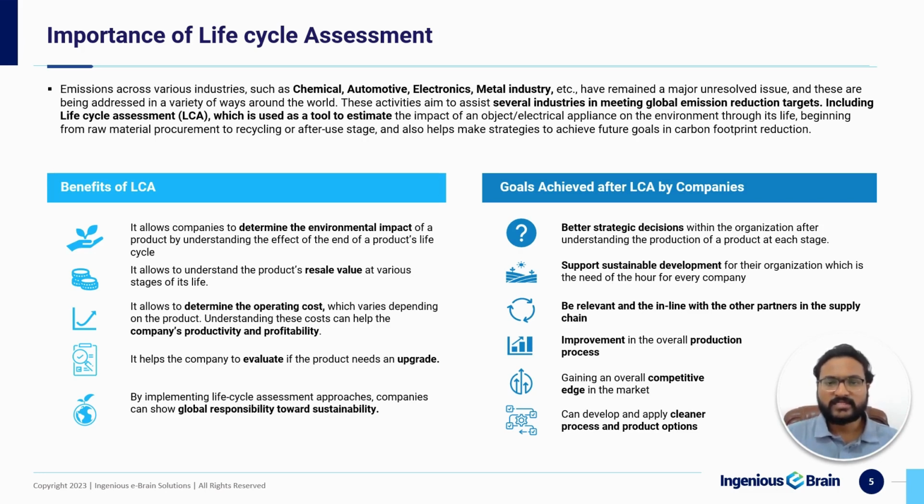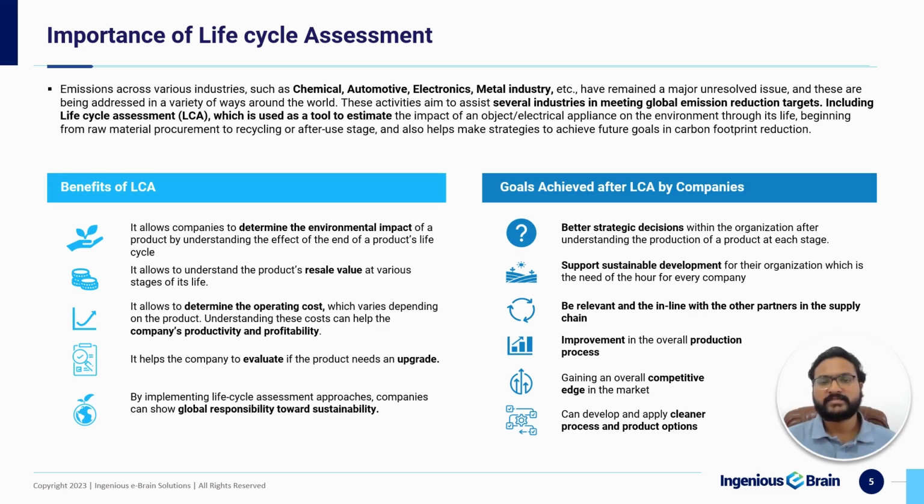So let's talk about the goals that are being achieved by the companies. The first one is the better strategic decision making. So once the life cycle assessment is done, they are in a better position to prioritize the different processes as well as the different vendor relationships so that they can meet their sustainability targets.